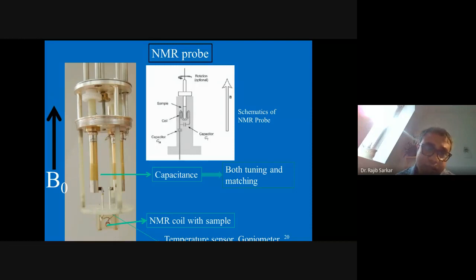So this is a typical bottom part of an NMR probe, and here you put the sample, and your magnetic field is perpendicular to this coil, and this is indicated by this arrow.